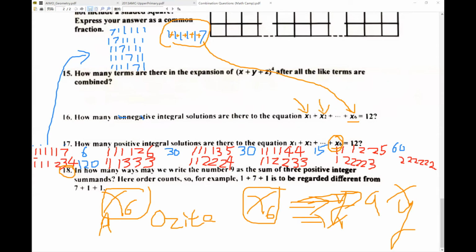Okay. Now this question. So 17 is similar to 18. Can you read it? Yeah. In how many ways may we write the number 9 as a sum of 3 positive integers? So this question 17 we can rewrite as, in how many ways may we write the number 12 as the sum of 6 positive integers? That's exactly the same as the question. We write this one as 12, this one as 6. That's the same as 17. Okay, right? Yeah. Now do you understand?